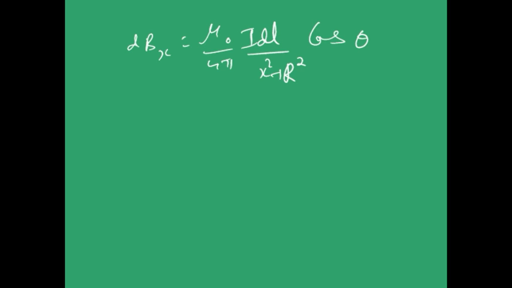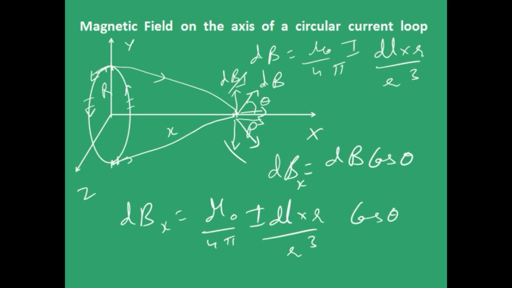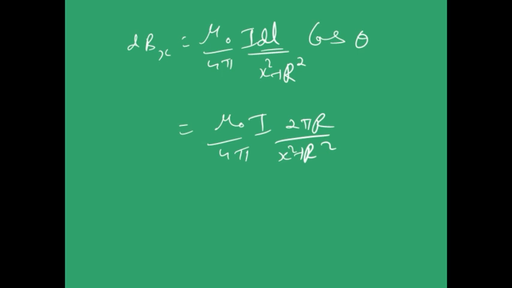This is my dBx. When I integrate this over the circular loop, I mean I add all the horizontal components of all the elements, then what I'll get, instead of dl, this dl gets summed up to the perimeter, right? Then finally I'll get I 2 pi R by x square plus R square. Well, what is cos theta now? If this is theta, this becomes 90 minus theta, so this is theta again. If this is theta, what is cos theta? R by root of x square plus R square. So I'll write R by root of x square plus R square. That will be this one.